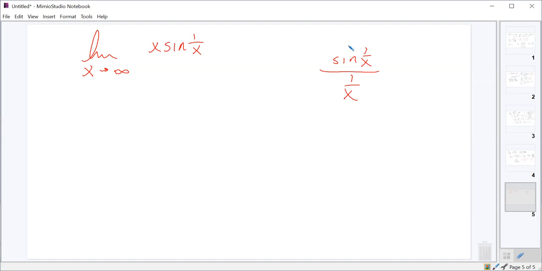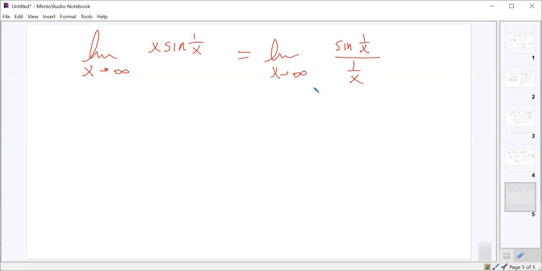So if you see one of those two forms, you need to recognize that it's indeterminate, because as x goes towards infinity, this is infinity times the sine of 1 over infinity, and that's the sine of 0. So that's 0 times infinity. And so what we need to do is rewrite it in that form, sine of 1 over x over 1 over x.